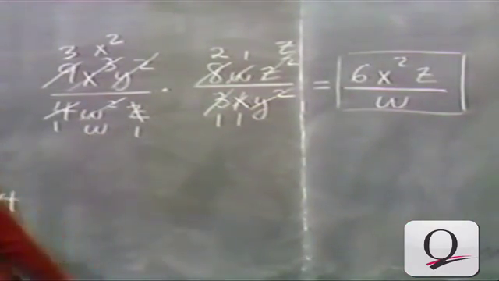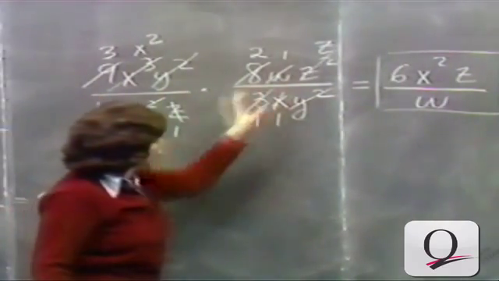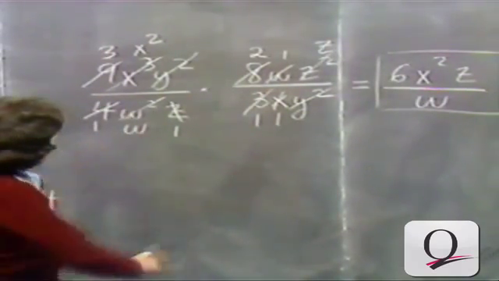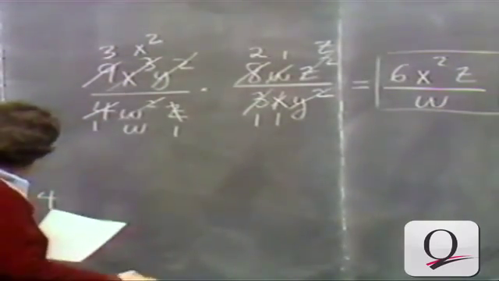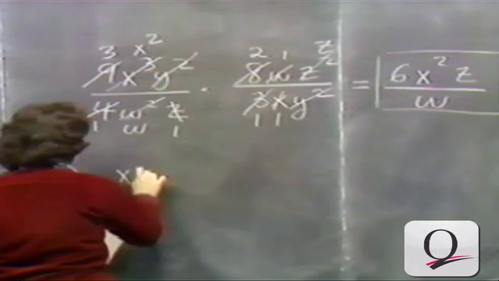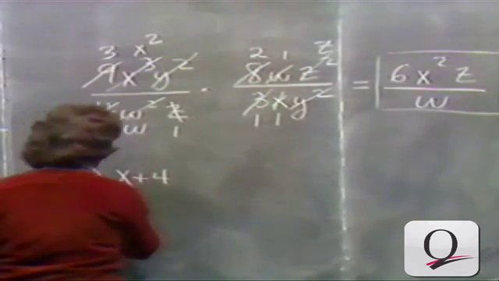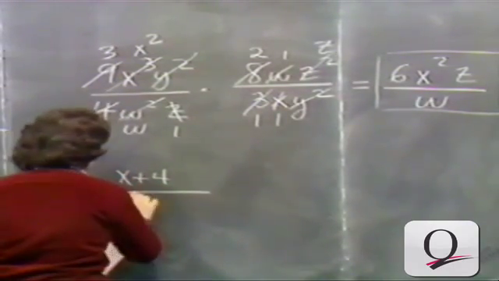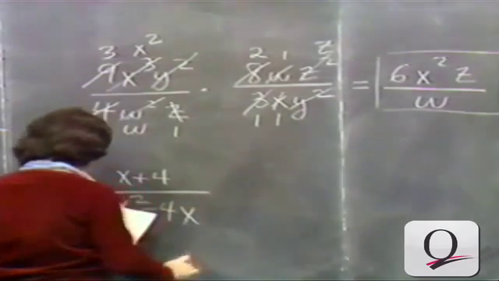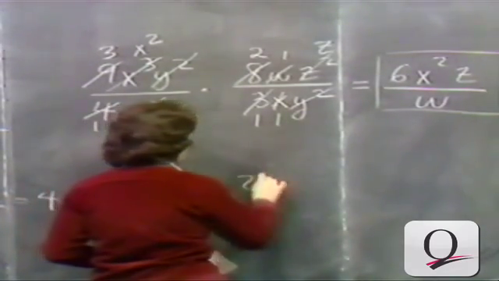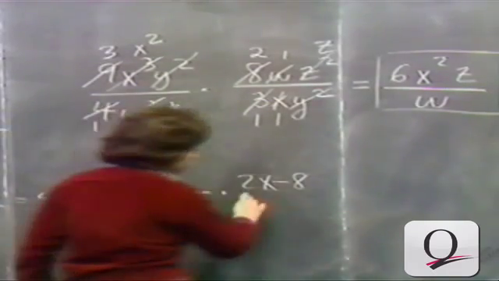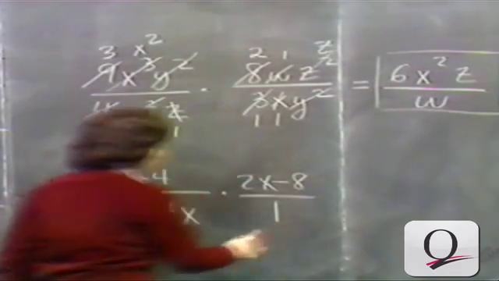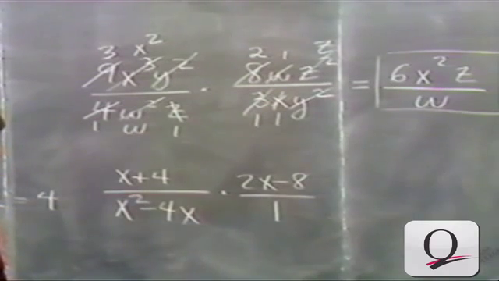Now this was still, relatively speaking, a fairly simple example in that everything was joined by multiplication. The factors were completely obvious. Now let's consider a slightly more complicated problem. Say we have x plus 4 divided by x squared minus 4x, that fraction times 2x minus 8. Really 2x minus 8 is 2x minus 8 over 1.